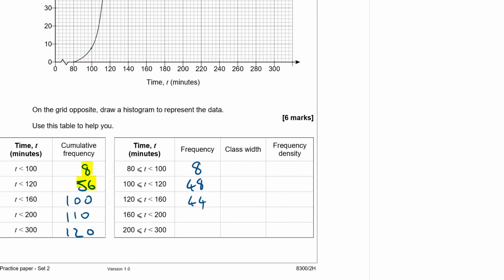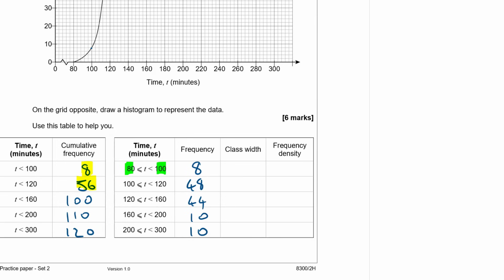Between 160 and 200 is going to be the difference between 100 and 110, which is 10. And then finally between 200 and 300 is going to be the difference between those last two numbers, which is also 10. Okay, might want to just double check that those numbers add up to 120: 10, 20, 64, 104, 112, 120. Yes, they do.